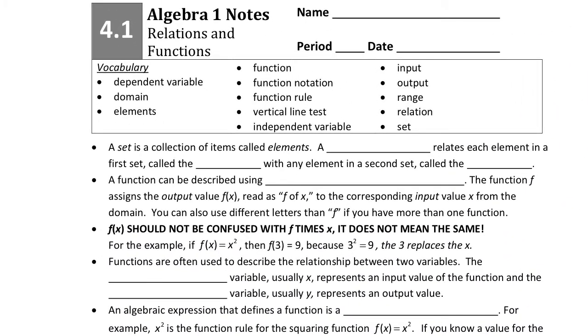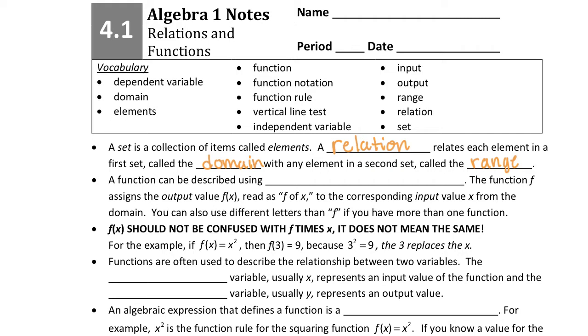There are a lot of vocabulary terms in this lesson, so let me give you a moment to go ahead and look through those. All right, we're going to start with a set is a collection of items called elements, and a relation relates each element in a set called the domain, with any element in a second set called the range. So here's an easy way, once again, to remember which is which. The first set is domain, second set is range. Alphabetically, domain would come before range.